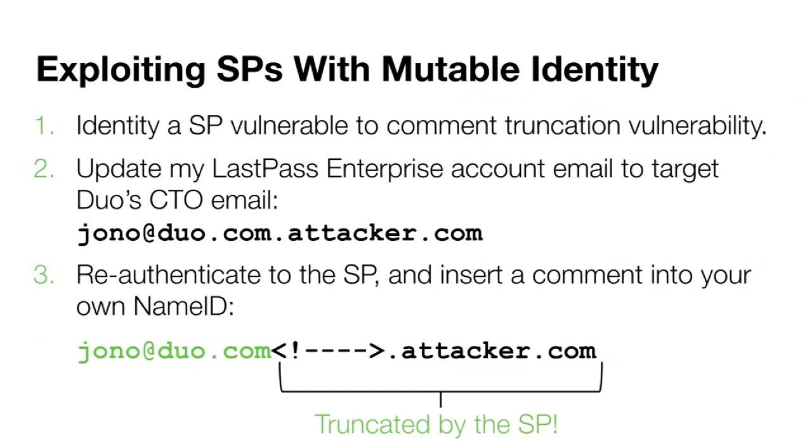So this is what example exploit steps would look like in order to combine the comment truncation vulnerability with mutable identities. In this case, I'm acting as myself, an employee within Duo looking to target our CTO, Jono. I first need to find an SP vulnerable to the comment truncation vulnerability that uses email addresses for identity. This can be detected just by authenticating to services that I have access to, inserting comments into SAML assertions, and observing responses from SPs. Things like error responses or maybe default user access are a good indication that a service is vulnerable.